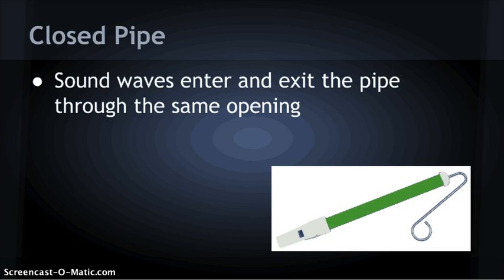The second type of wind instruments is closed pipe. In closed pipe instruments, sound waves enter and exit the pipe through the same opening. Some examples of closed pipe instruments include slide whistles, jugs, and organs.